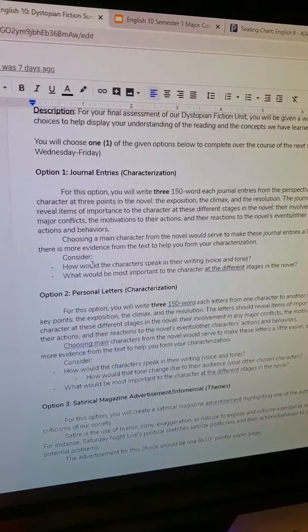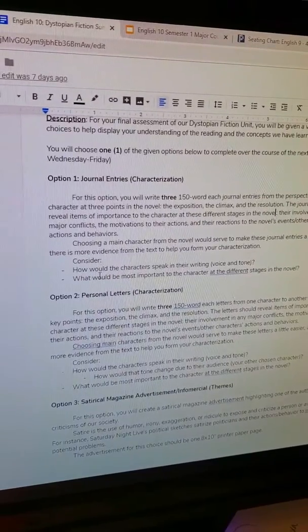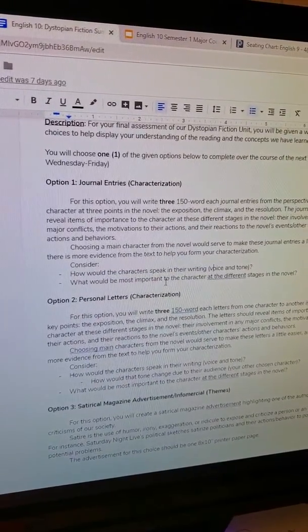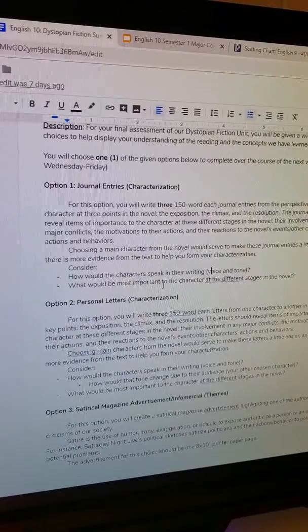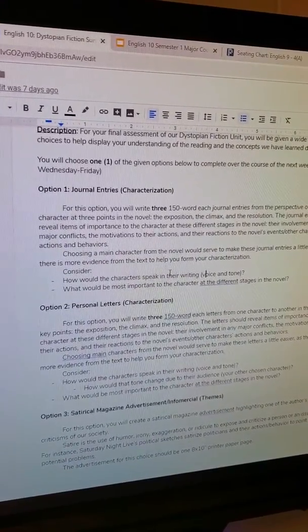So the goal of this journal entry would be to show me a few things. What do you understand about the character? Like, what would her concerns be? What are her thoughts? And also, can you speak in their own tone and voice based on what you know about their characterization? So how would Katniss speak, and so on and so forth.